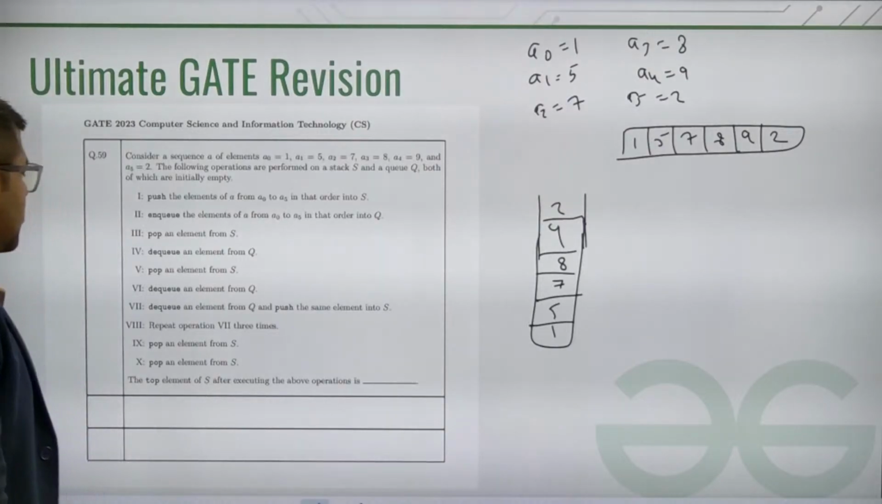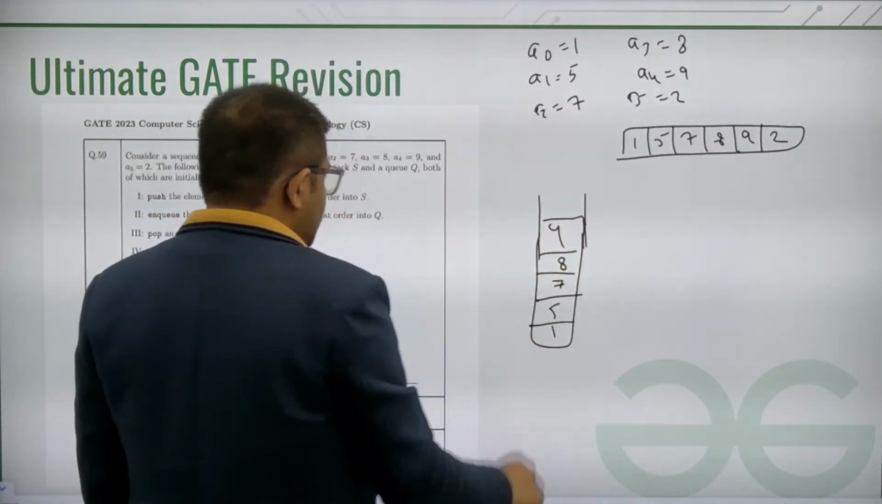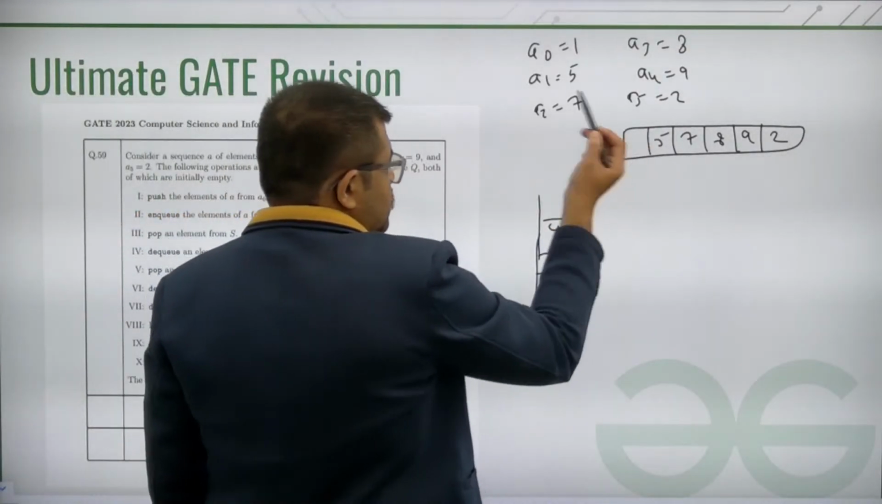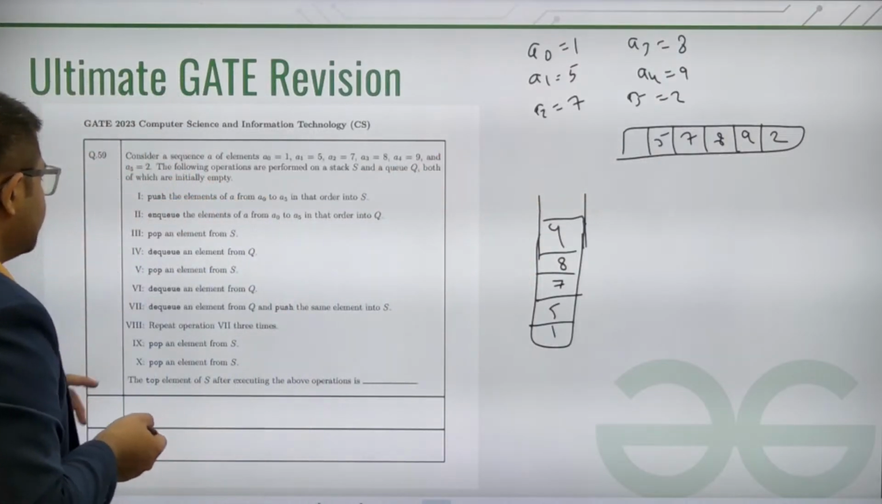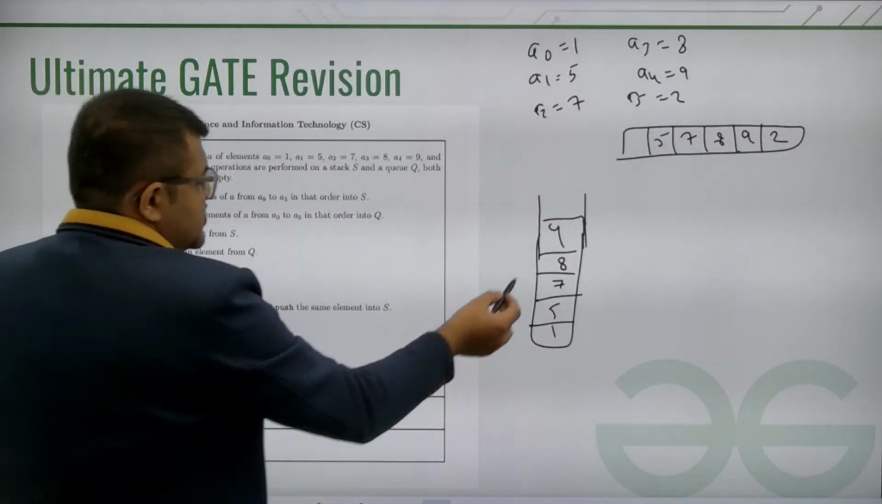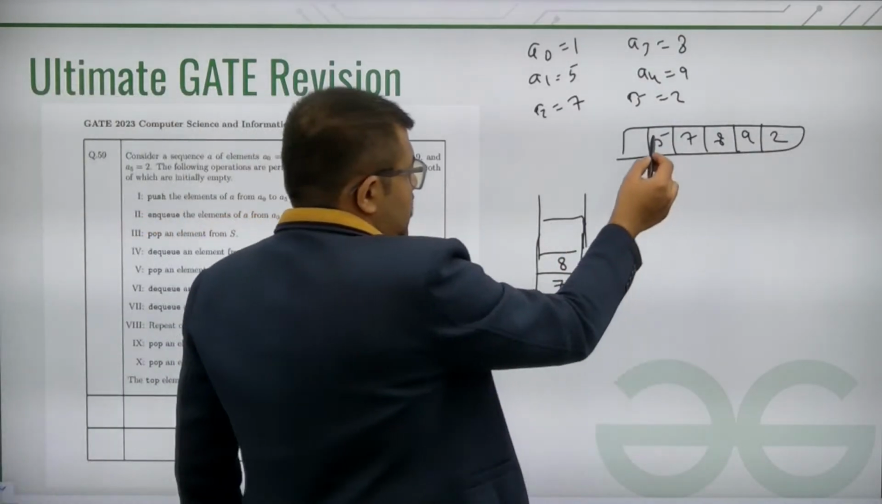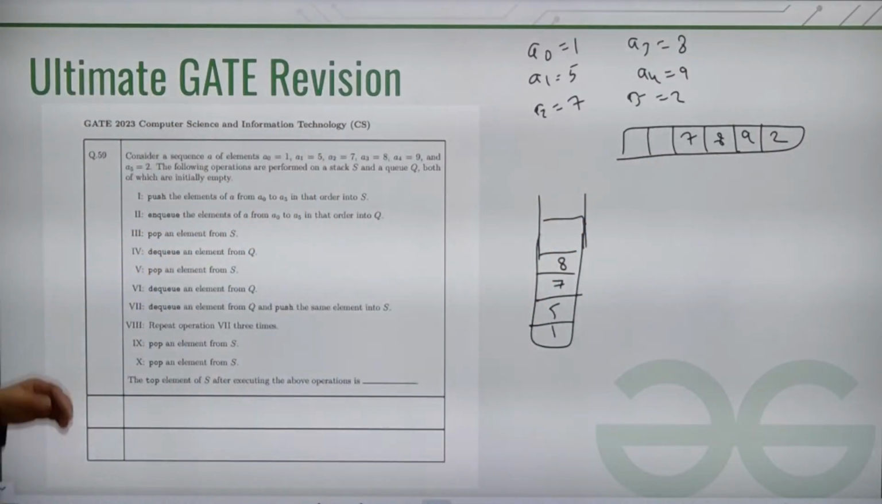Okay. Pop an element from S. Pop means remove the top element. Remove the top element. Dequeue an element from Q. Let's remove the first element. Here it is last in first out. There it is first in first out. Okay. Pop an element from S. Pop an element from S. Dequeue an element from Q. Dequeue an element from Q. Let us remove it. Okay.